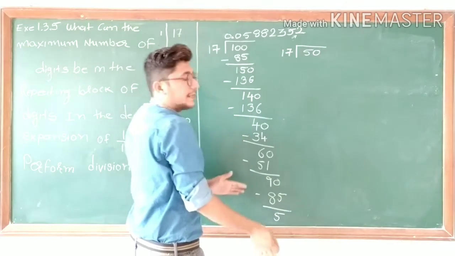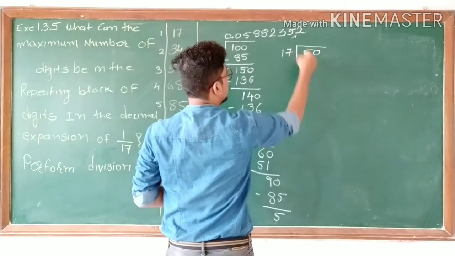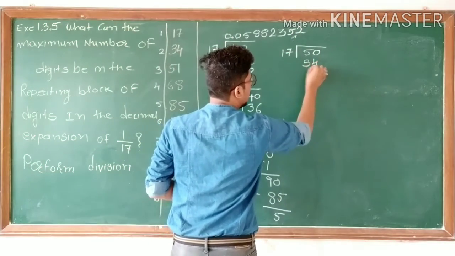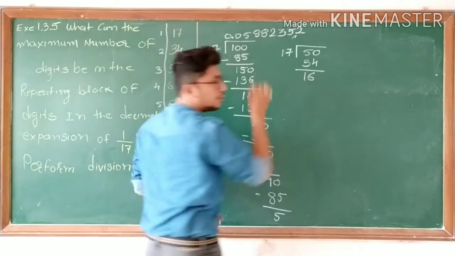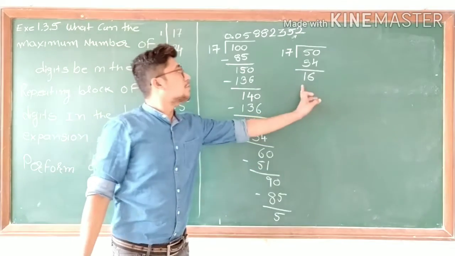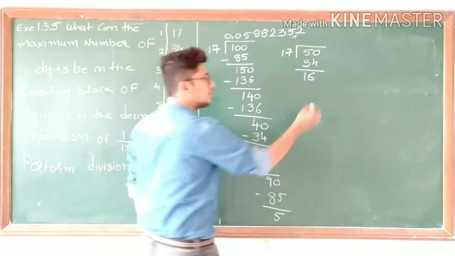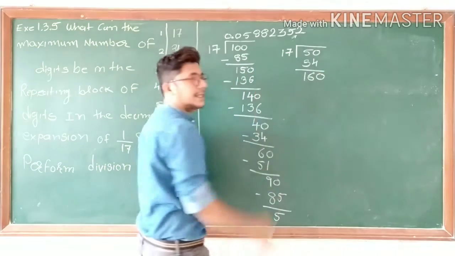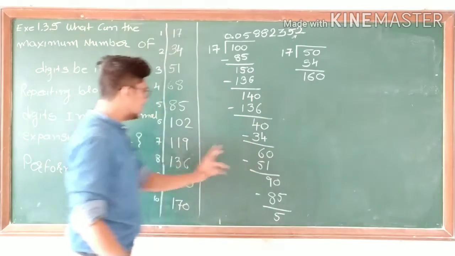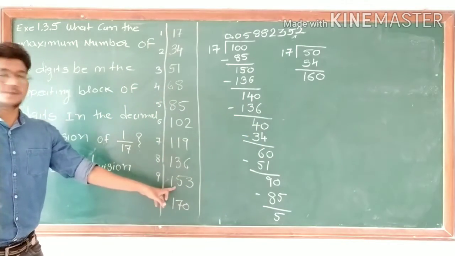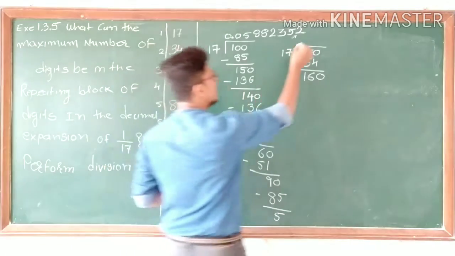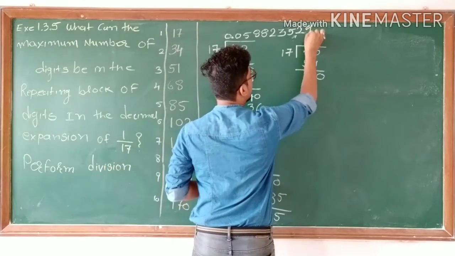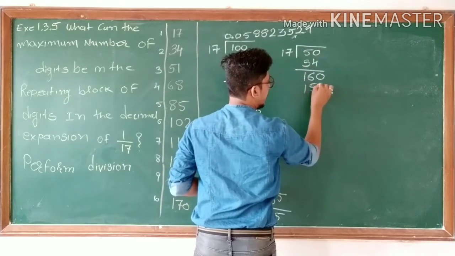This is not over yet. So 17 2s are 34. 50 minus 34 is 16. Yes or no? Yes. Now 16 is smaller than 17. What we have to do? We have to put 0 over here. Nearest value to 160 is 153. So 17 9s are 153.